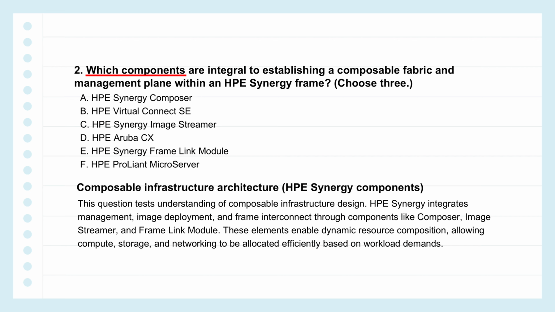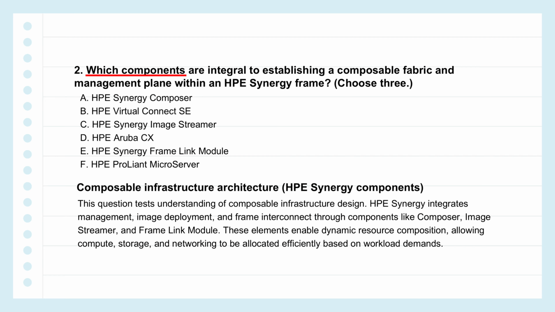Choose 3. Okay. The 6 options are option A, HPE Synergy Composer, option B, HPE Virtual Connect SE, option C, HPE Synergy Image Streamer, option D, HPE Aruba CX, option E, HPE Synergy Frame Link Module, and option F, HPE ProLiant Microserver. What's fascinating here is the underlying concept of composable infrastructure.